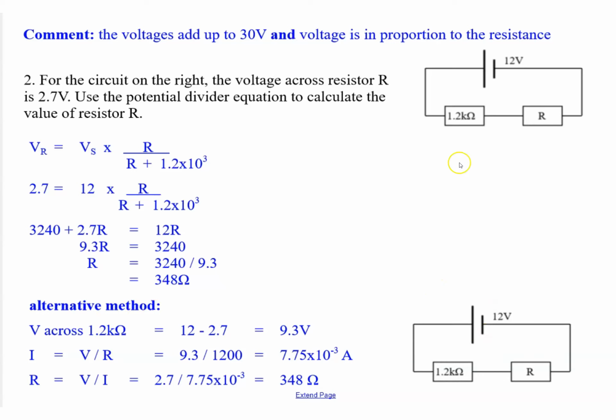So we could find the voltage across the 1.2 kilo. It's going to be 12, take away 2.7, so that's 9.3 across here. Then because I know the voltage and I know the resistance, I can find the current. I equals V over R, which comes out at 7.75 milli. And then it's the same current all the way around, so R is equal to V over I. I know the voltage across the R resistor is 2.7, divided by the same current is 348.